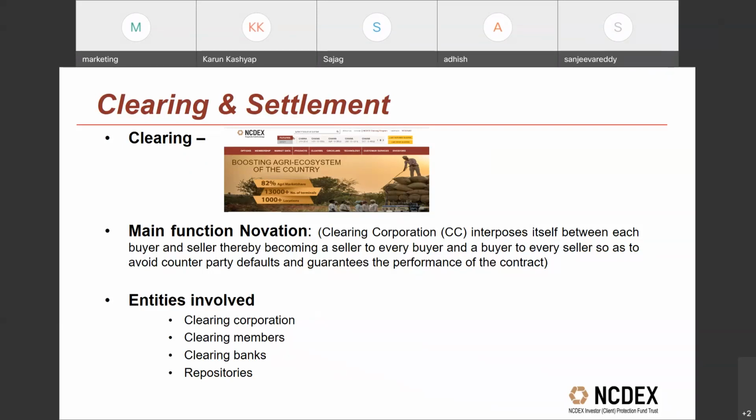So clearing members are those members. Basically, on the exchange platform, there are members who can only trade, and there are members who can clear the trades also. That is a different thing; we may discuss it later. Only the clearing members who have clearing rights can participate in the clearing corporation mechanism. And we have clearing banks, which are basically for the funds and the repository for the delivery of the commodity. These are involved in the clearing of all the trades on the exchange.